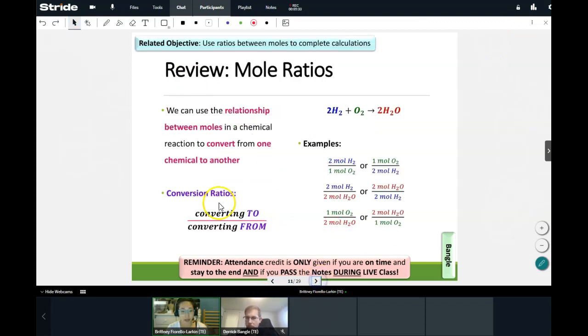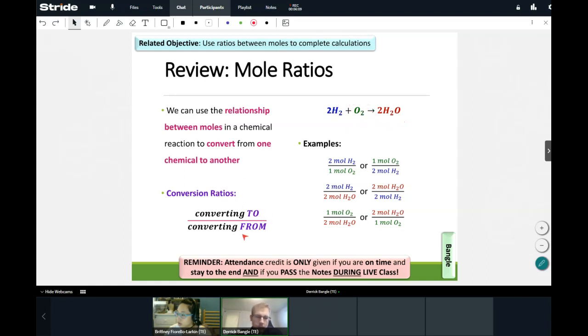Excellent. All right, so let's go ahead and talk a little bit about those mole ratios. Remember that we can use the relationship between moles in a chemical reaction to convert from one chemical to another. So if we have a starting amount of hydrogen, we can calculate how many moles of water we would get out of that amount of hydrogen, or we can calculate the equivalent amount of O2 we would need to make the normal amount of water.